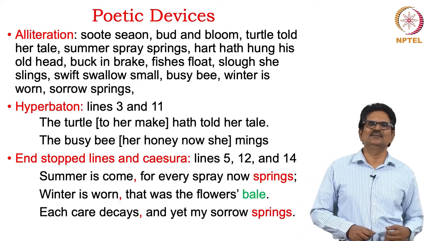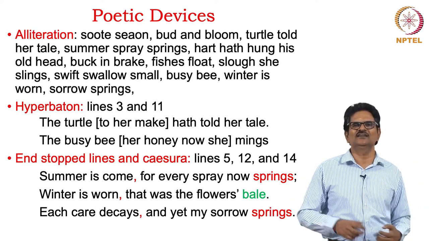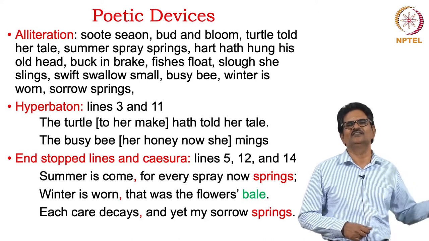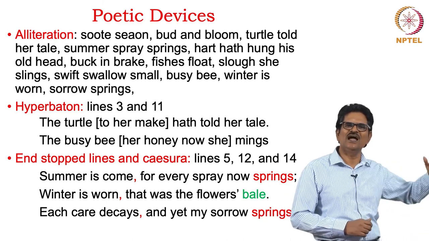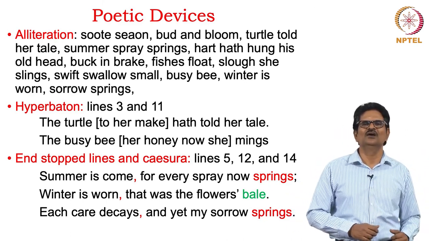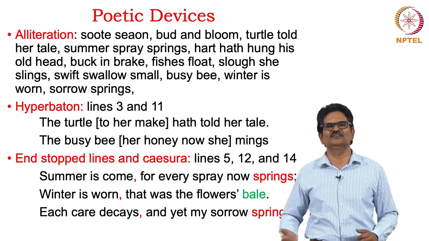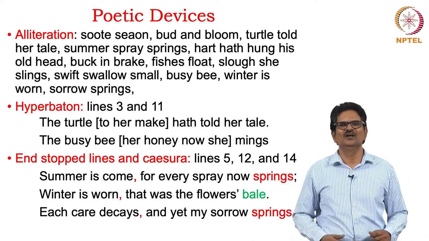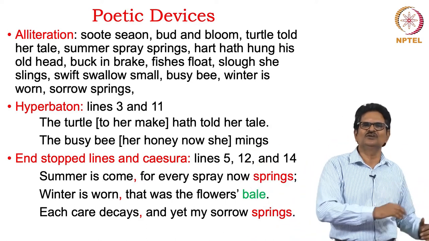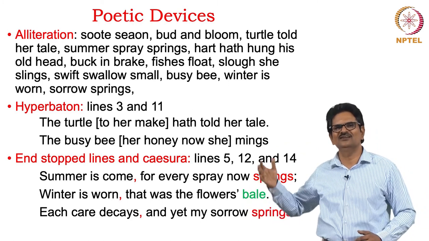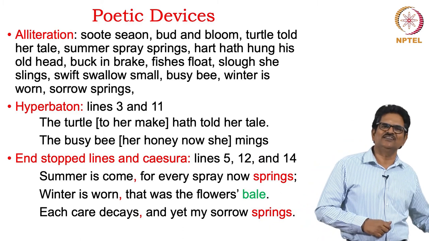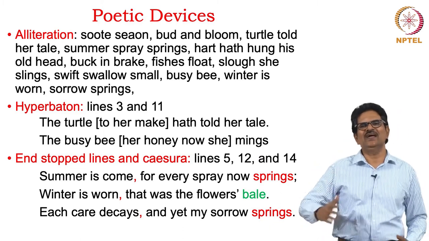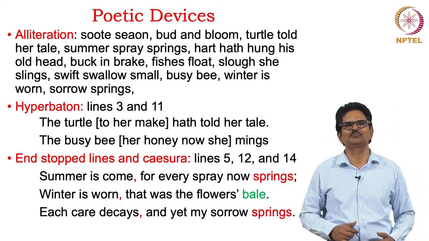We also have the example of end stopped lines and caesura in lines 5, 12 and 14. Summer is come, we have a pause, for every spray now springs, end stop. Winter is worn, a pause, that was the flower's bale, stop. Each care decays, pause, and yet my sorrow springs.